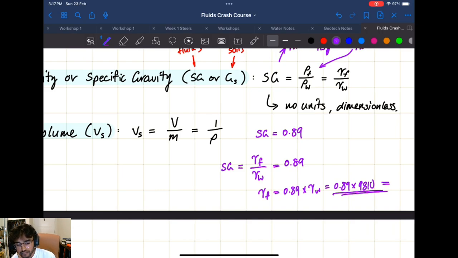So at first, the unit weight of the fluid is unknown, but because they've given us a specific gravity, you can actually find out what it is.